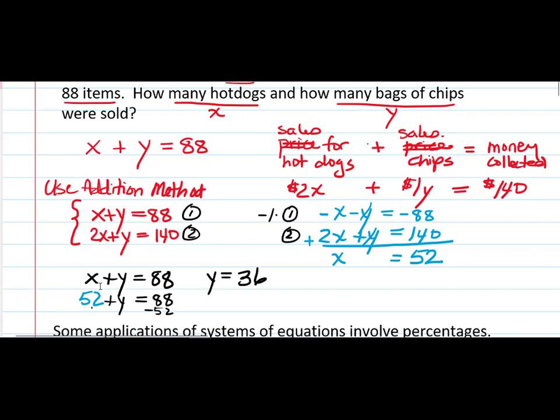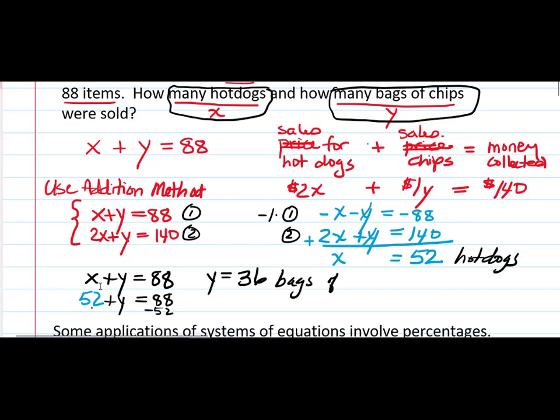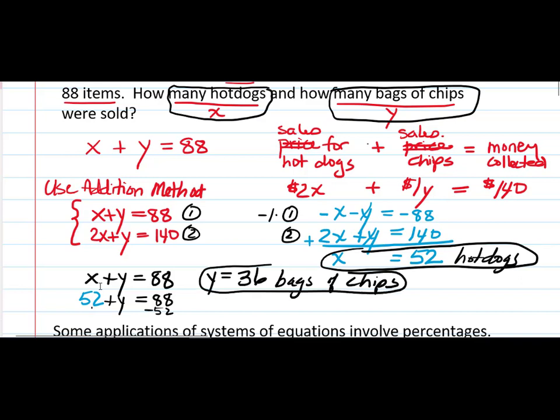Okay, so now at the beginning, notice that I made a little note. I wrote the x next to hot dogs and the y next to bags of chips. That was on purpose because I want to be able to remember what x and y represent. So we just figured out that we sold 52 hot dogs and 36 bags of chips. So this is an example of an application of a system of linear equations in two variables.